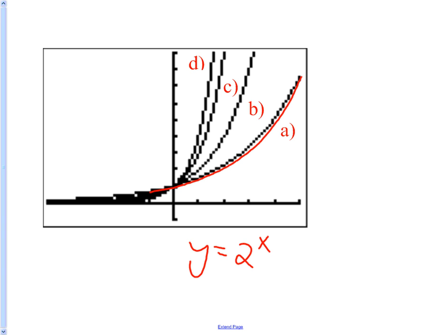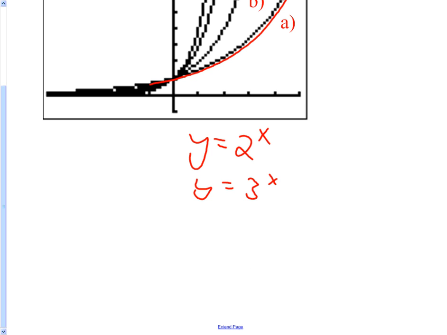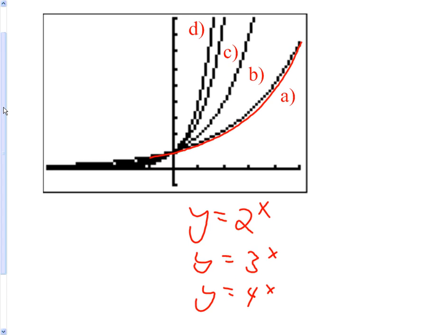Then notice it gets steeper and steeper every time. What do you think the other ones are? Y equals what? Yeah, 3 to the x, and y equals 4 to the x, and so on. So basically, the bigger your base gets, the steeper the graph gets. But what's one spot they always go through? The y-intercept. What's the y-intercept in all these cases? 0, 1. All right, so that spot right there is the y-intercept.